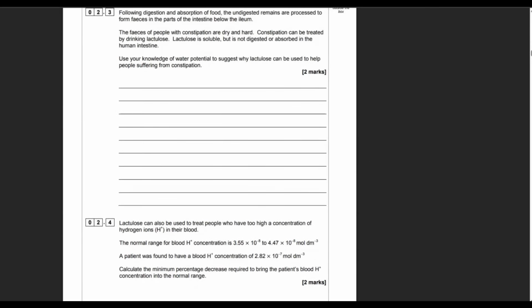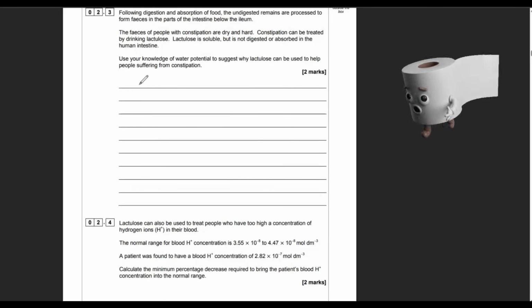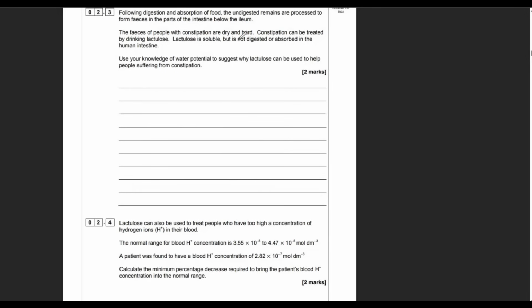Right, 2.3. Following the digestion and absorption of food, the undigested remains are processed to form feces in parts of the intestine below the ileum. Feces of people with constipation are dry and hard. Constipation can be treated by drinking lactulose. Lactulose is soluble, but is not digested or absorbed in the human intestine. Use your knowledge of water potential to suggest why lactulose can be used to help people suffering from constipation.